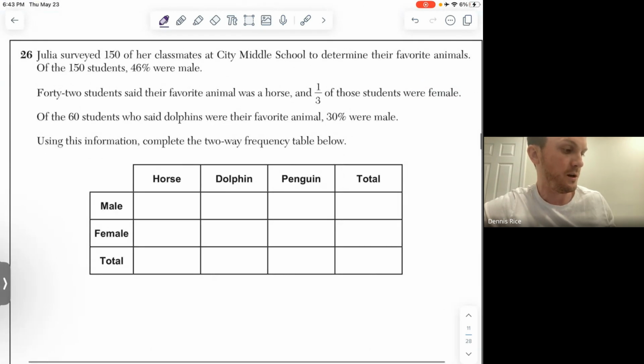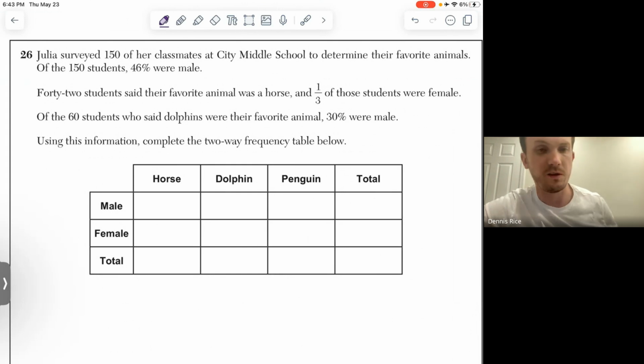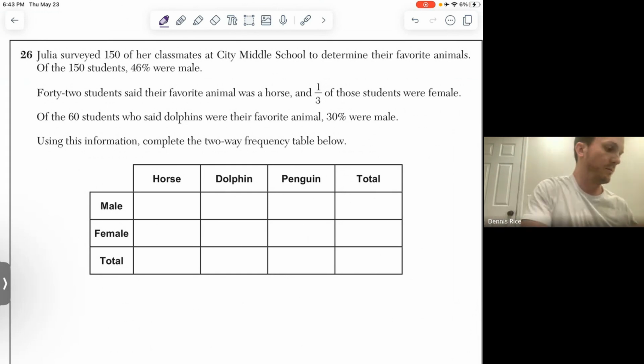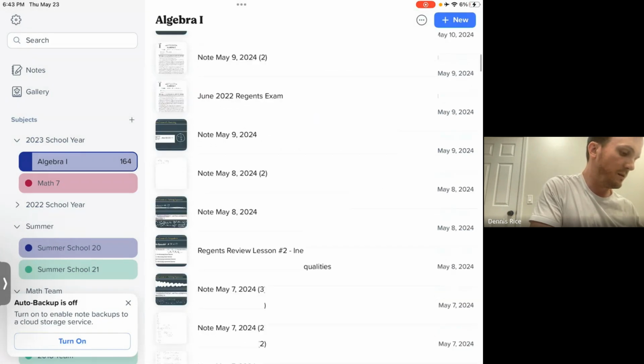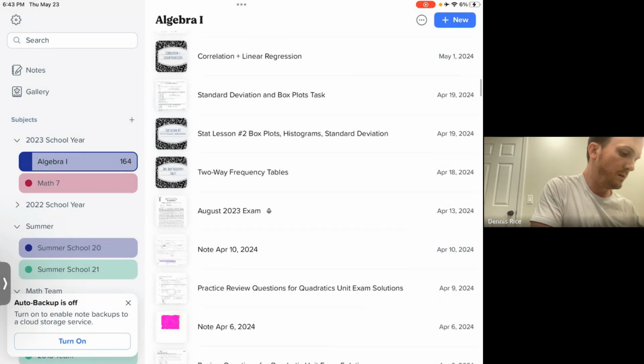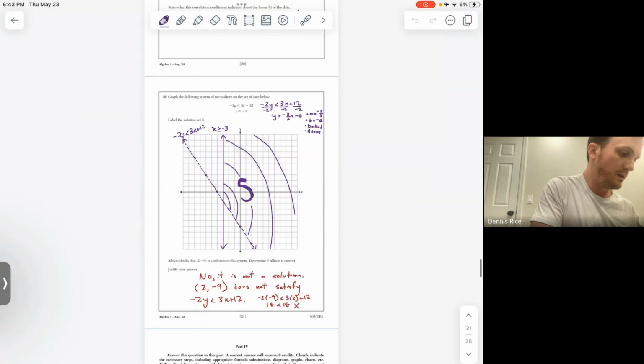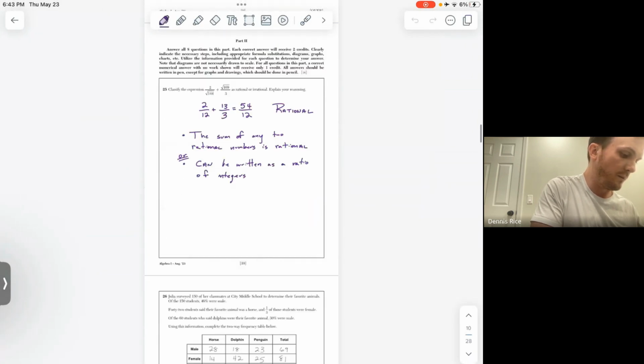Makes it easier to start. This question we had on our statistics test. So I'm going to fly through this. We did very well with this question. It's just filling out a two-way frequency table. Let me pull up my answer key so I have it. Spoilers in chat.